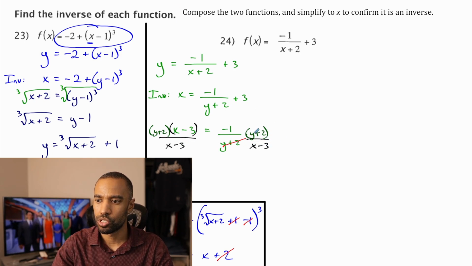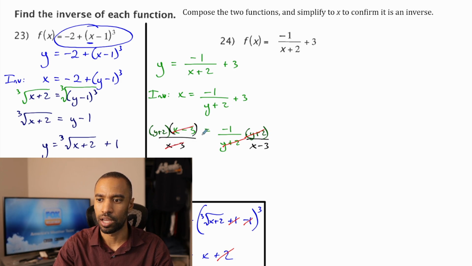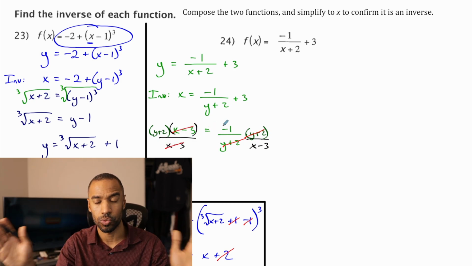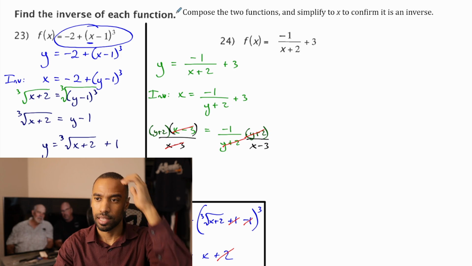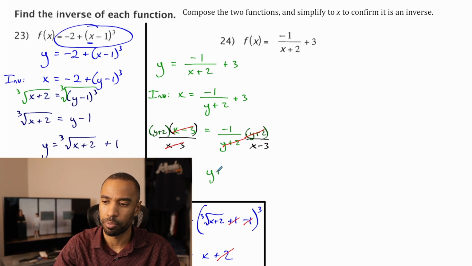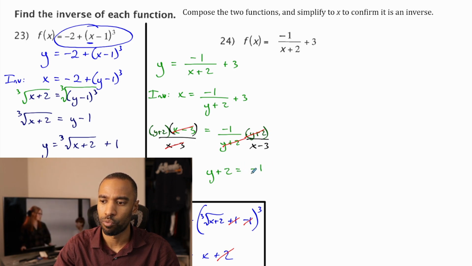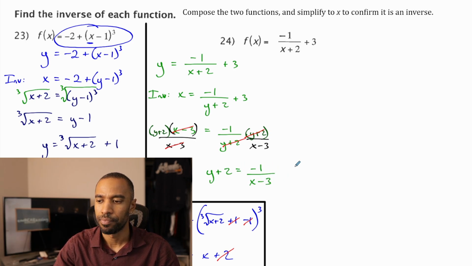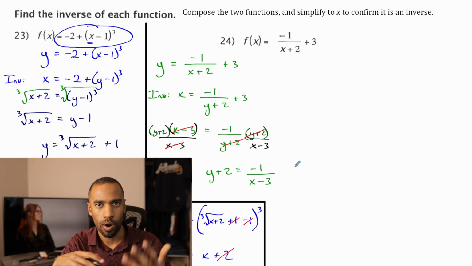So the y plus 2's gone, the x minus 3's gone. What happens is the y plus 2 and x minus 3 switch places. That's not really an algebraic way of putting anything, but they do. They switch places. Now I have y plus 2 equals negative 1 over x minus 3. They switch places in what I worked out.